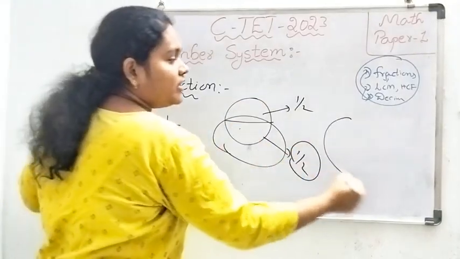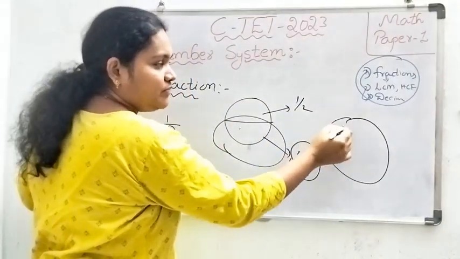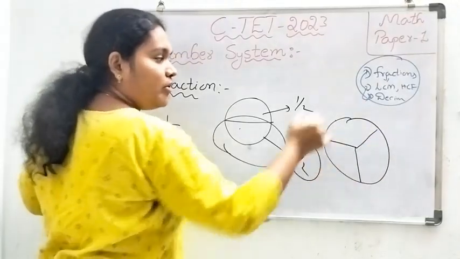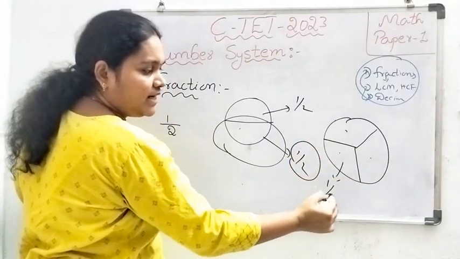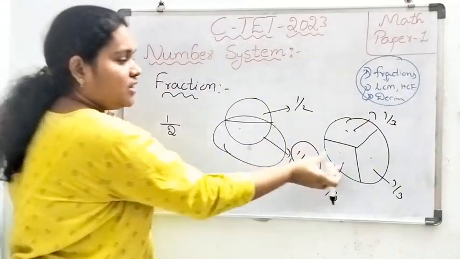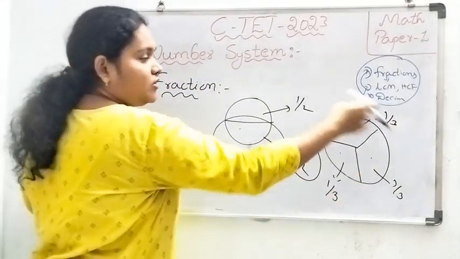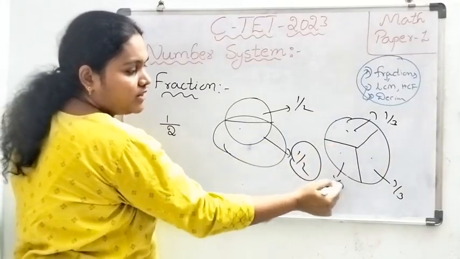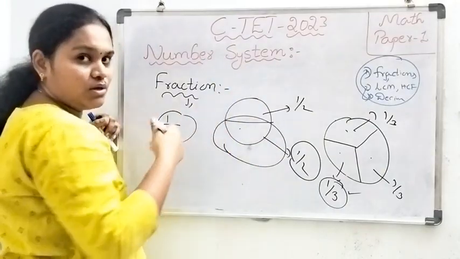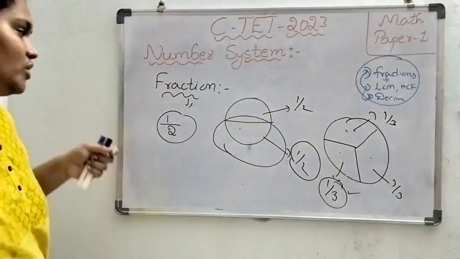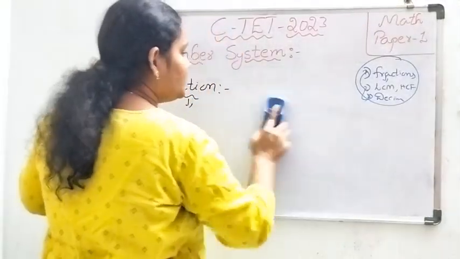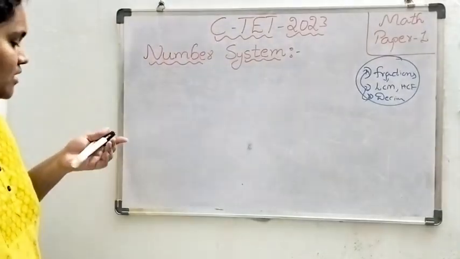Suppose you want to divide the same thing equally between 3 persons. Again we have to divide into 3 equal parts. The whole is divided into 3 equal parts, so each one will get 1 by 3. Out of the total, the person is getting only a 1/3 part. So a fraction is a part of a whole; whole is nothing but total. We read 1 by 2 as half, and 1 by 3 as one third.